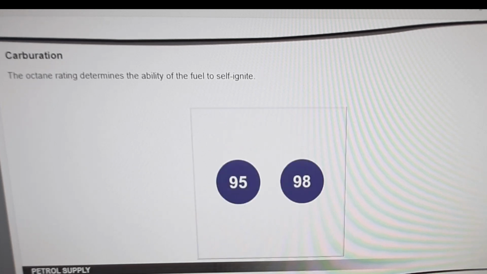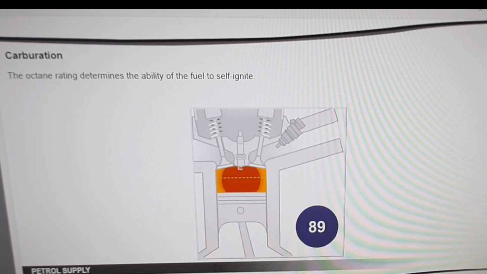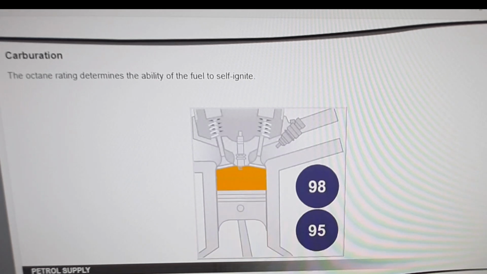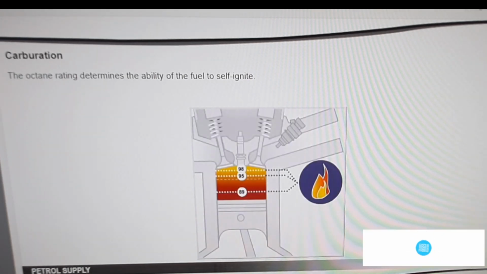The octane rating is a characteristic representing the quality of the fuel. A fuel with too low an octane rating will ignite during compression and before the plug ignites. In this case, combustion is not controlled. A fuel with a correct octane rating will ignite when the plug ignites. In this case, combustion is controlled. This rating determines the ability of the fuel to self-ignite. The manufacturer's recommendations should be observed.